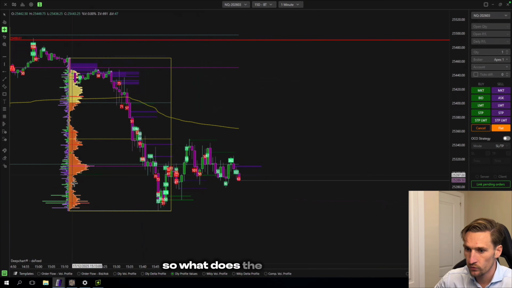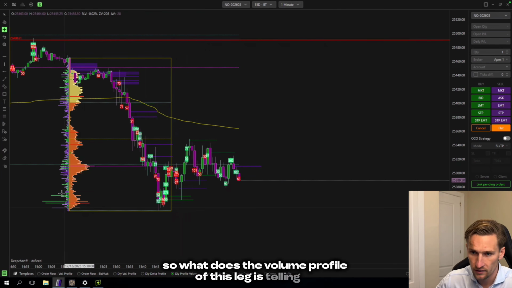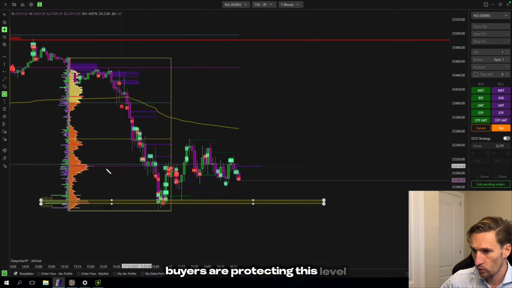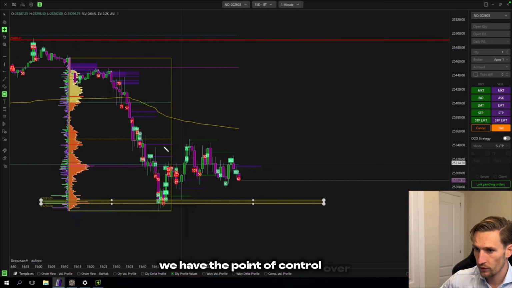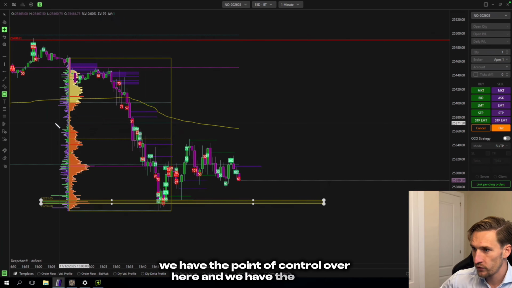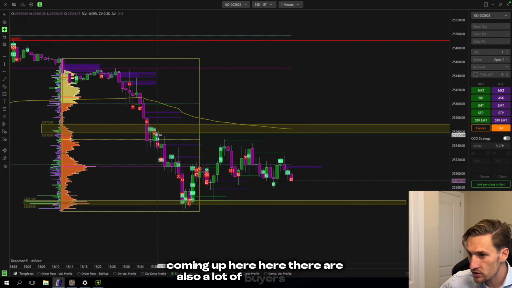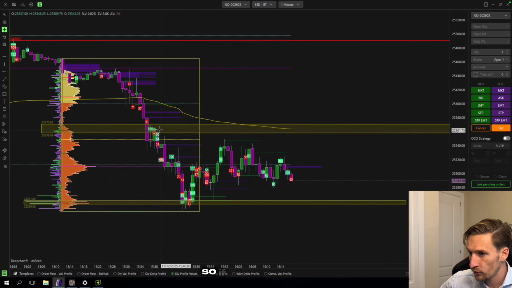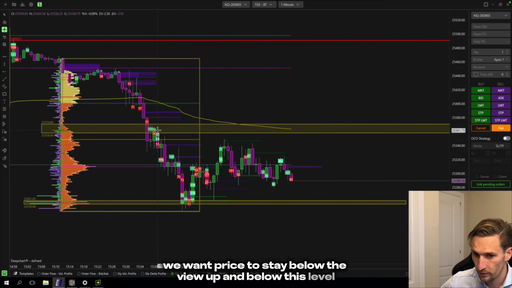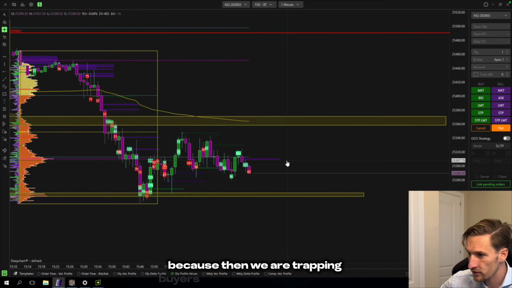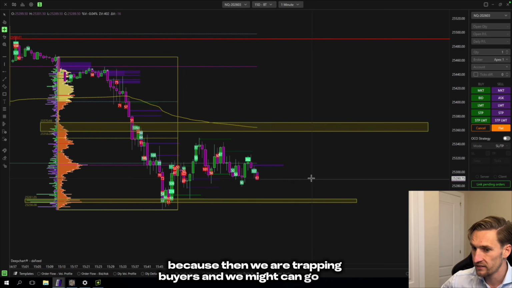So what does the volume profile of this leg tell us? Buyers are protecting this level. We have the point of control over here and we have the VWAP coming up here. Here there are also a lot of buyers trapped. So if we are sellers, we want price to stay below the VWAP and below this level, because then we are trapping buyers and we might go down.